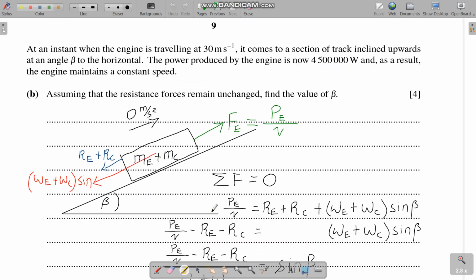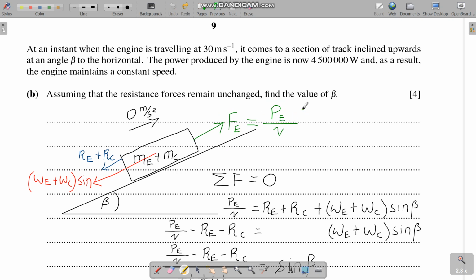At an instant when the engine is traveling at 30 meters per second, it comes to a section of track inclined upwards at an angle beta to the horizontal. So the angle is beta now, a different angle. Power is now 4.5 million, constant speed. Okay, so the engine force is engine power divided by velocity.